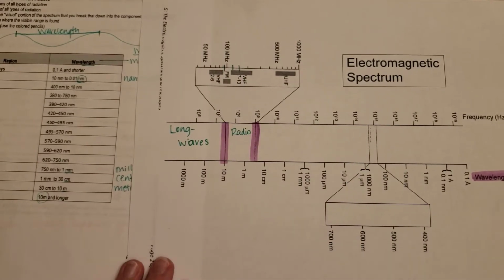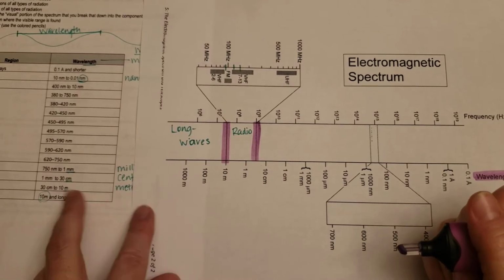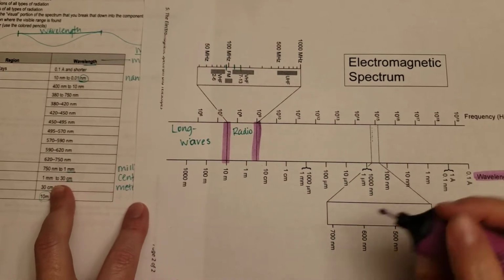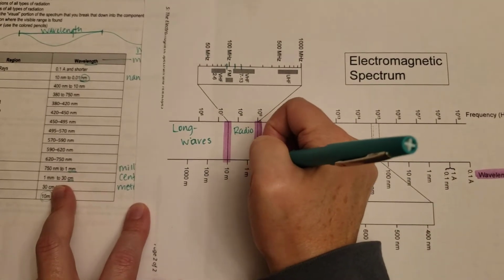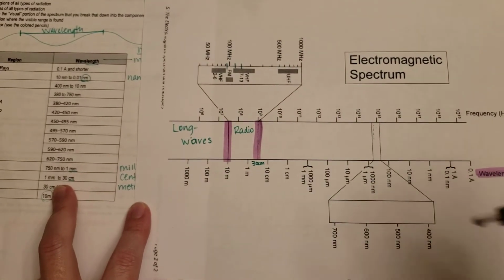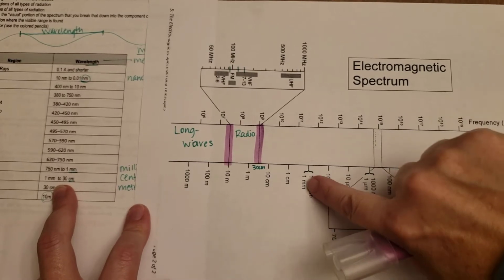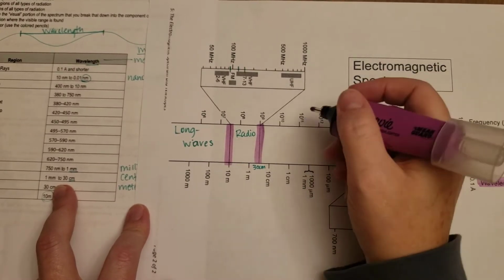All right, let's keep going. So we've got radio waves. Moving up to microwaves, we're going to go from the 30 centimeter mark. I'm just going to put 30 centimeters there so I remember, up to 1 millimeter. So 1 millimeter is going to be right there. So I'm going to put my line here.